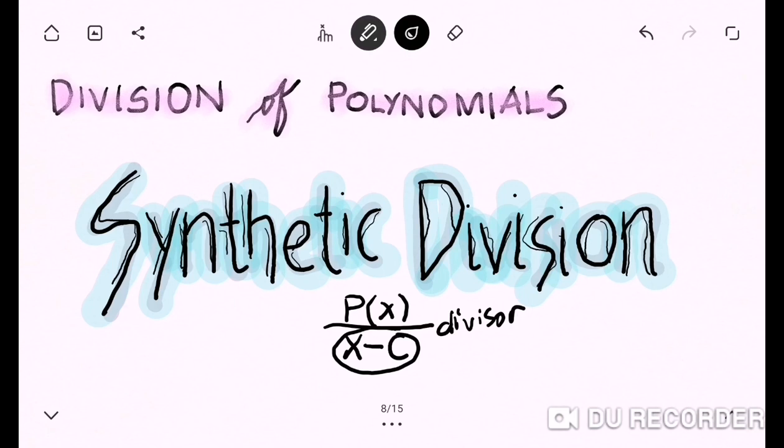So we have to set up first, kasi ang ating initial step is always to set up the synthetic division. So ang x minus c natin, this will always be equated to 0, for us to know what will be the value of our x.